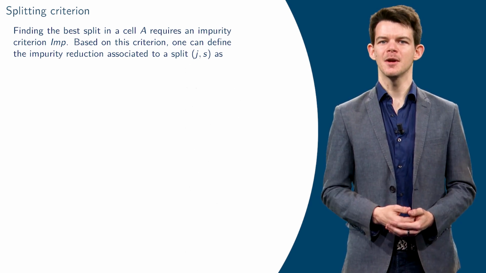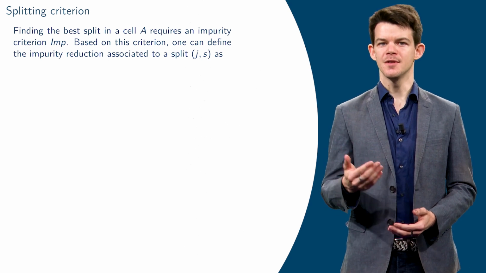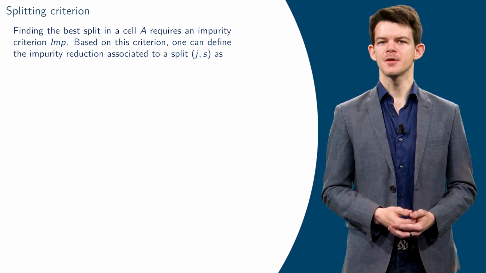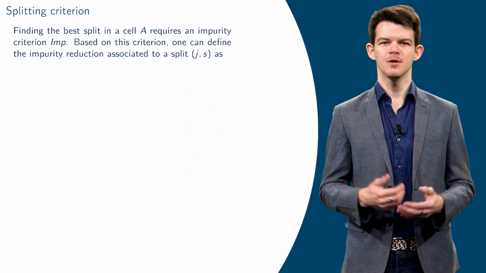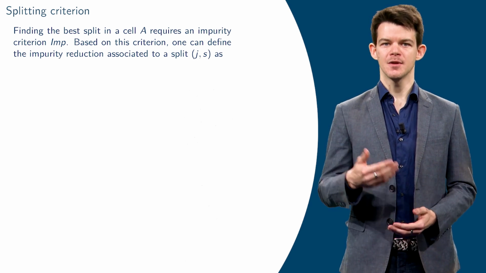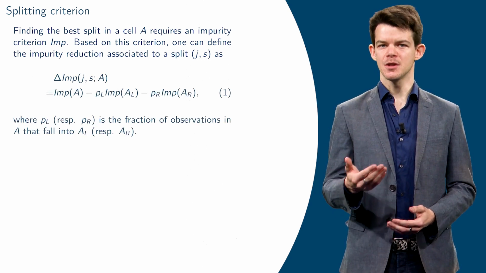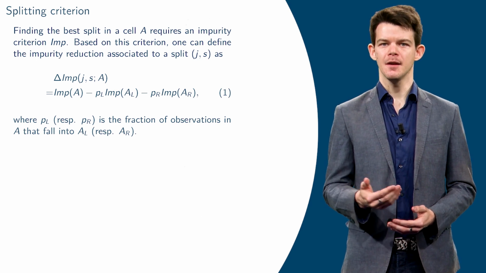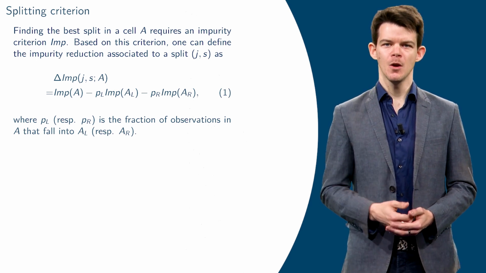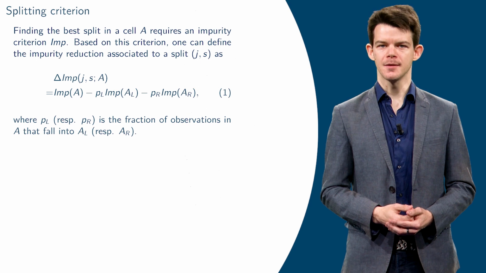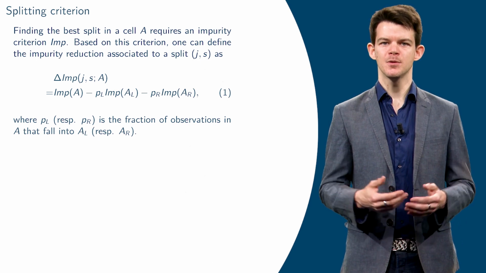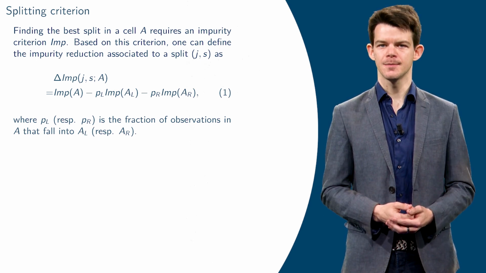Formally, a split is defined by a couple (J, S), where J corresponds to the index of the variable along which the split is made, between 1 and D, and S corresponds to the position of the split according to the given variable. To measure the quality of a split, we define the impurity reduction associated with the split as the impurity of the initial cell minus the impurity of the left cell, weighted by the proportion of points in the left cell, minus the impurity of the right cell, weighted by the proportion of points falling in the right cell. This quantity measures the reduction in impurity between the initial cell and the two cells generated by the split considered.